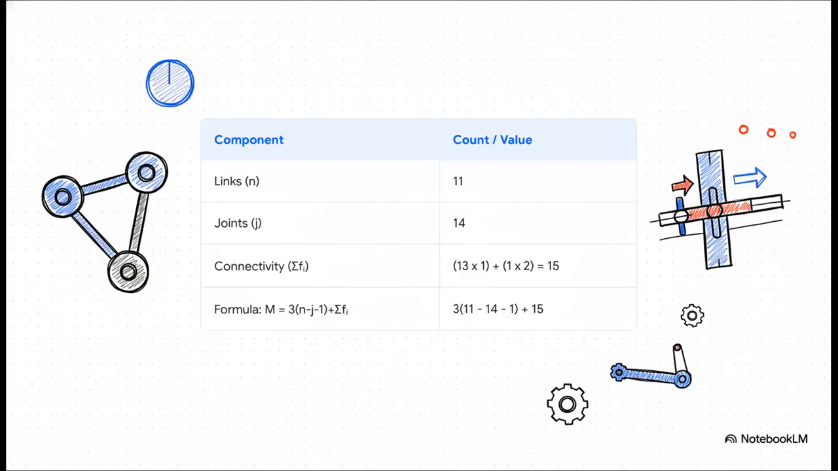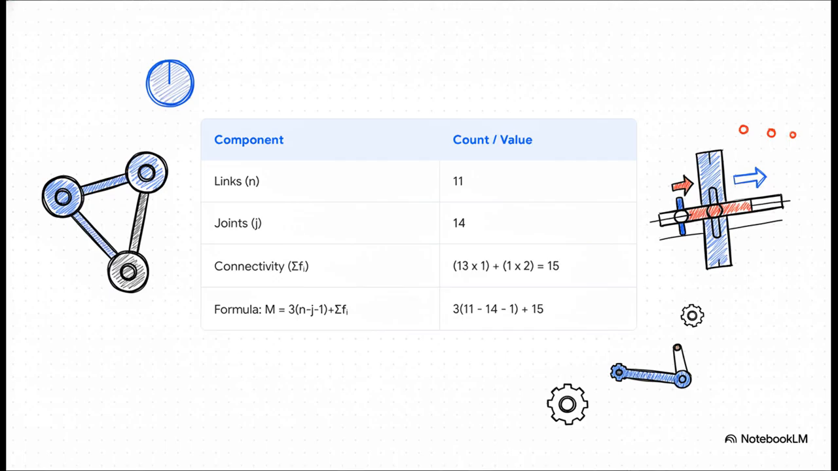Okay, let's run the numbers. As you can see, we have 11 links and 14 joints. But here's the really important part. When we add up the connectivity, we have to treat that special joint differently. We've got 13 simple joints, so that's 13 times 1. But for our pin and slot joint, we have to add 2.